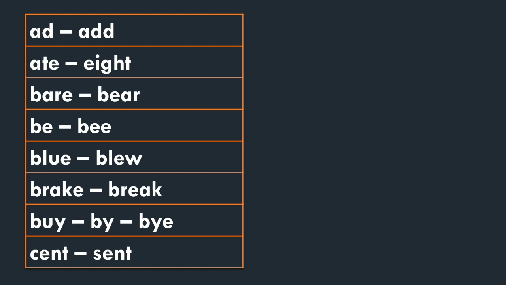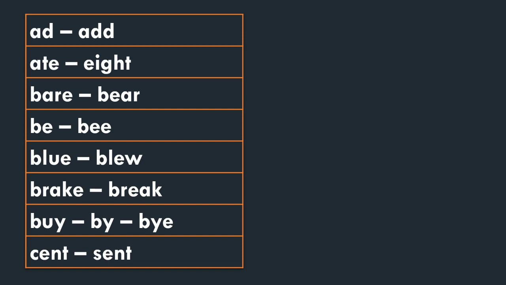The next pair is blue. The pronunciation is blue. The spelling B-L-U-E, it's a color. And B-L-E-W, blew, is the past form of blow. Blow is to send air from the mouth. So its past is B-L-E-W, blew.